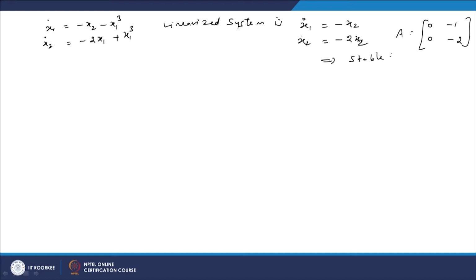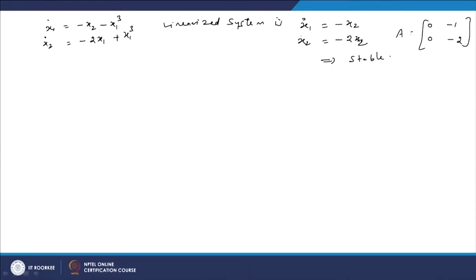If the linear system is stable, we cannot guarantee anything about the non-linear system. It may be asymptotically stable or it may be unstable also. So, we cannot come to any conclusion about the non-linear system using this linear system. So, we can use this particular procedure which we have tried just now. We want to find a Lyapunov function. To find a Lyapunov function, V of x1 x2.